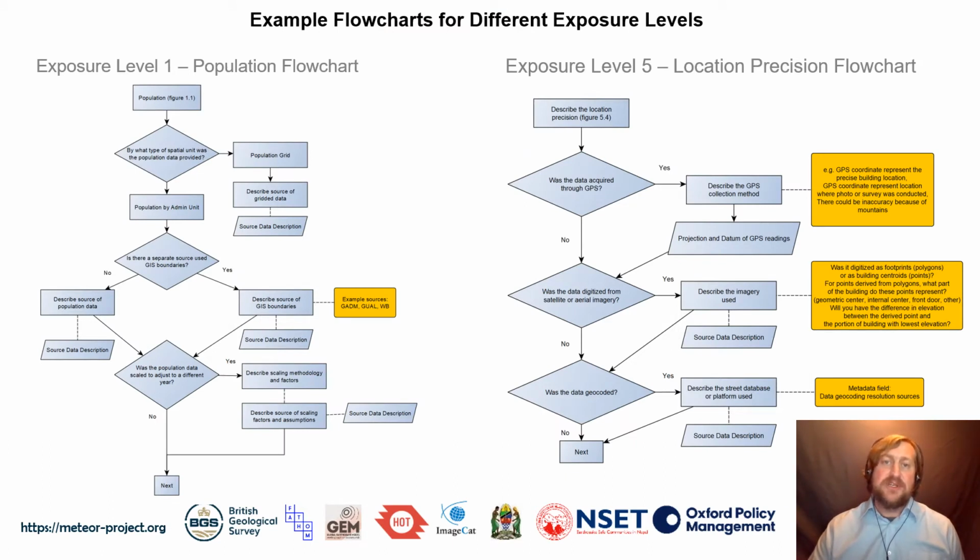Different levels of exposure data require different processes and decisions during creation. This means that every exposure data level will need a separate set of flowcharts to capture aspects of the data that are unique to that level. In order to document these, different sets of flowcharts have been provided to work through the documentation, depending on which level is being created. On the left, we see an example of the population flowchart for a level 1 exposure dataset, and on the right, a location precision flowchart for a level 5 exposure dataset. When an author is ready to begin the documentation process, they will select the appropriate set of flowcharts based on the type of data that they are working with.